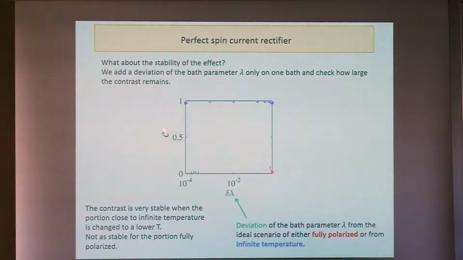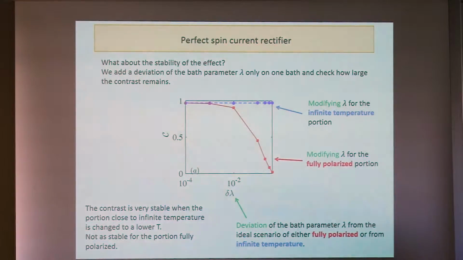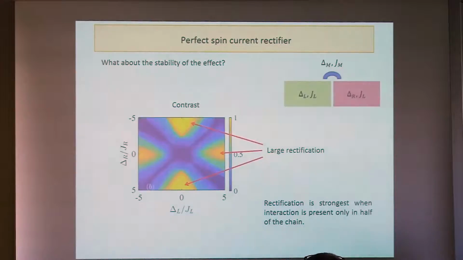So here I plot the contrast while changing the buff parameters a little bit. In this case, I change the region where there is infinite temperature. So these regions will no longer be at infinite temperature, but the contrast is still very large. Instead, if I change the other side, where I try to force the spins to all point down, then the contrast is more sensitive, but you can still get a large rectification for certain values of the variation. So it's very stable in one direction for one buff, and a bit stable in the other one.